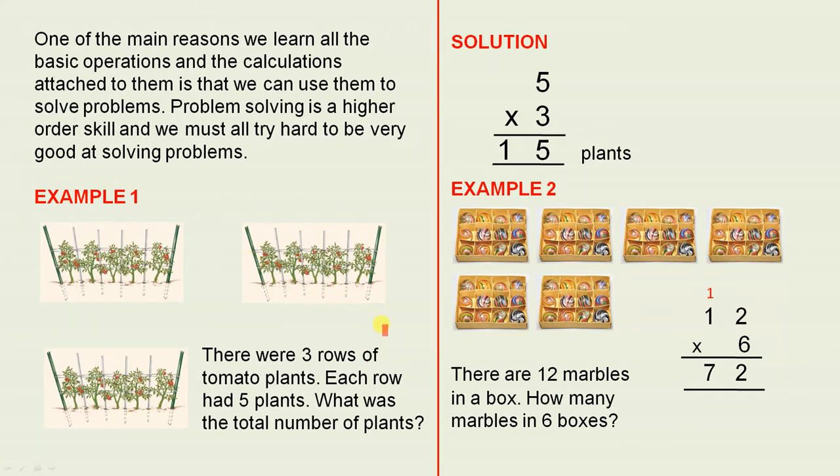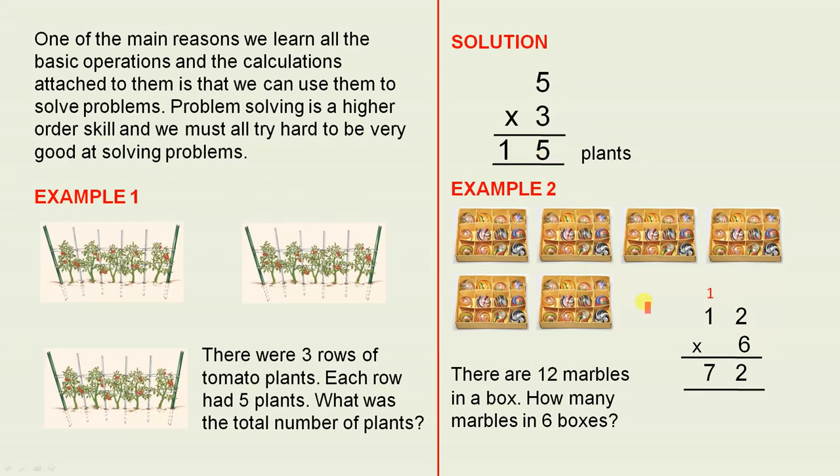Example 1. There were 3 rows of tomato plants. Each row had 5 plants. What was the total number of plants? So here's the solution. So here are the 3 rows of plants. That's what the 3 represents. The 5 represents 5 plants in each row. So if we know our times tables well, 3 5s are 15.